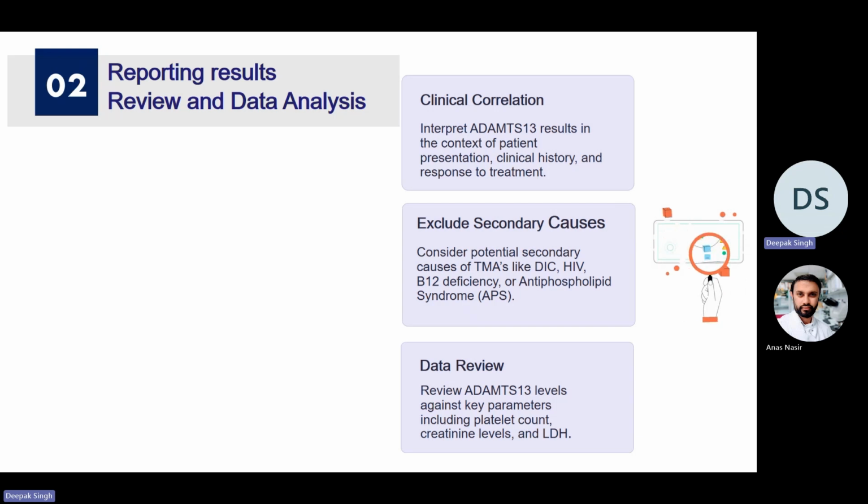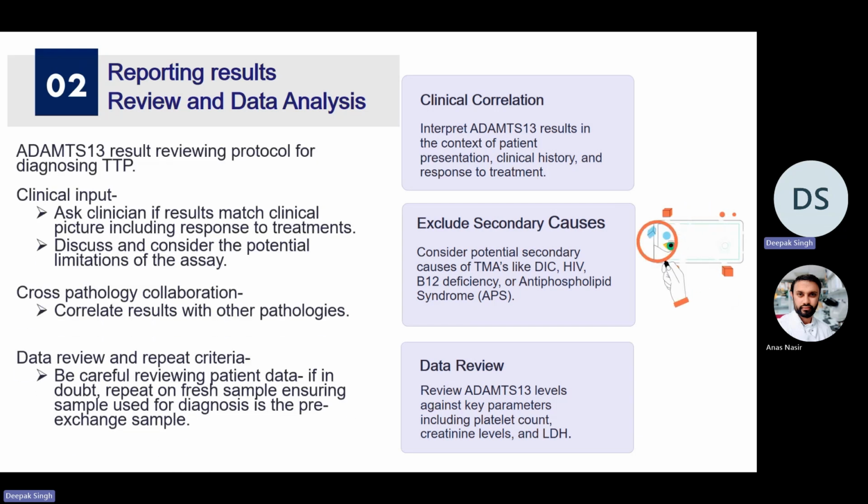Where BMSs can be more useful is using or excluding the secondary causes like DIC, HIV, B12 deficiency and antiphospholipid syndromes, etc. Because some of these results at the time of reporting might not be fully released, having that available or looked at and then discussing with your consultant before you release it is a step in the right direction. Data review is something that I'll talk about next, but I think this is probably more essential and mandatory and should be in place. And this is looking at different levels of platelet counts and other basic parameters before you release the result.